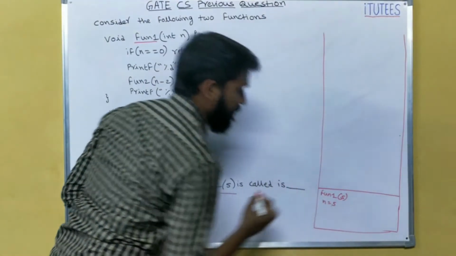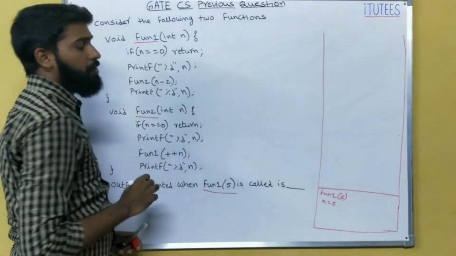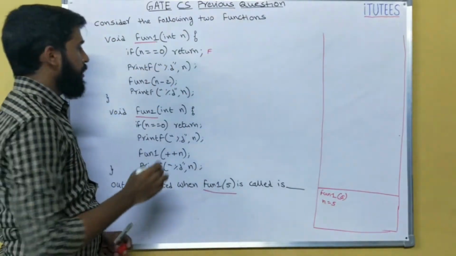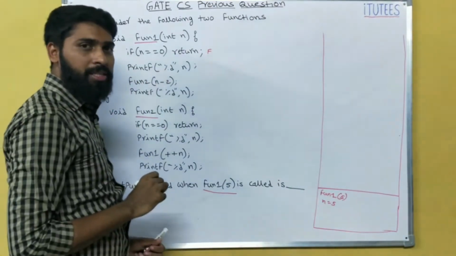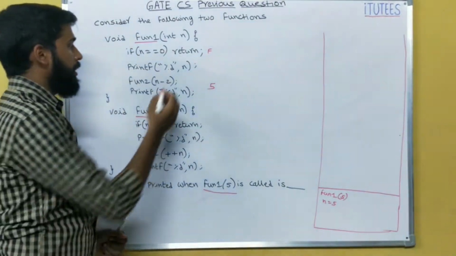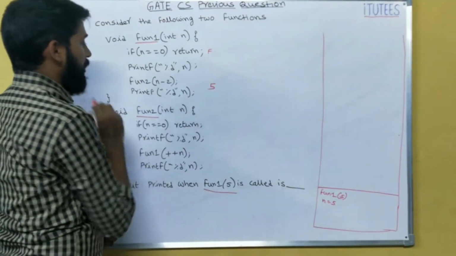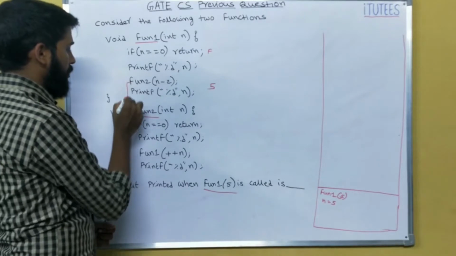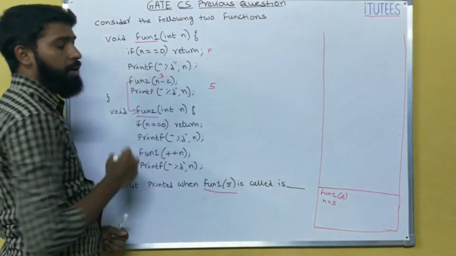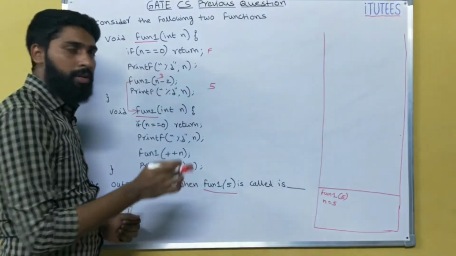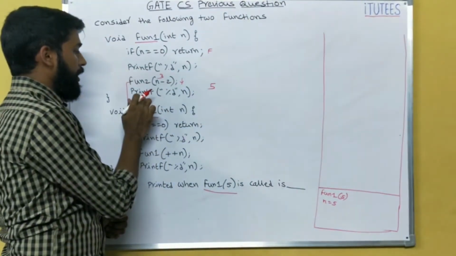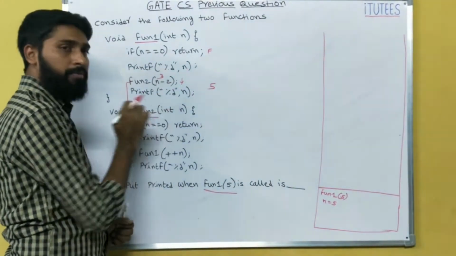n equals 5. After that, if n equals 0, return. No, that is false. The next one, printf percentage d n. What is the n value? 5. 5 is printed. The next instruction calls another function, function 2 of n minus 2, which is 5 minus 2, 3. In function 1 we are at this instruction, and we can execute the remaining instruction after this function call.